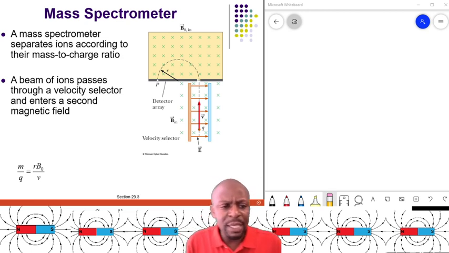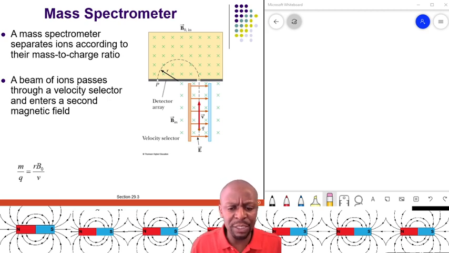Now, if we calculate the mass to charge ratio, this is what is going to be given by this equation. But we already know the velocity. The velocity is the ratio of the electric field to the magnetic field at that region. Therefore, when we plug this into this equation, the mass to charge ratio is given by this equation, where B is the magnetic field in this region and B naught is the magnetic field in the second region.